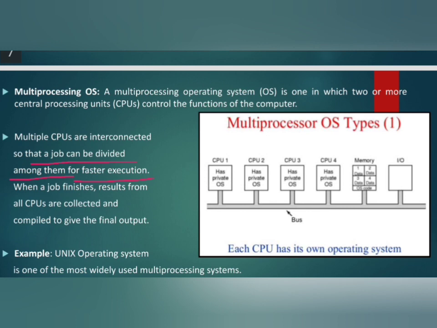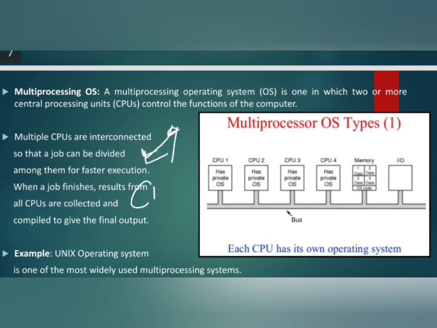Now see, suppose a job is there and one CPU is there. What is the time required for this to execute? It will be much more if there is only one CPU. But if you have more than one CPU for a single job and the job is divided, like here is a CPU, then here is a CPU, like that, then the execution will be faster. Say for example, there is a job, and with this job 3 CPUs are connected.